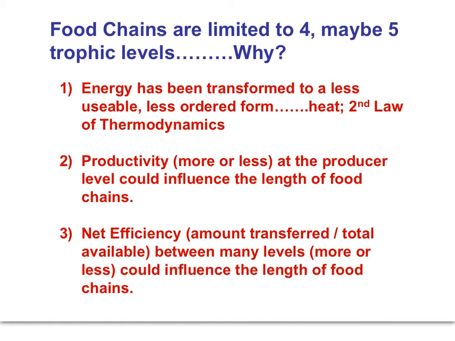As well, productivity, more or less, at the producer level could influence the length of food chains. In other words, if there's a lot of productivity, as would be found in a tropical rainforest biome, possibly the length of the food chains could be longer. Thirdly, the efficiency values between levels could influence the length of food chains. In other words, if the efficiency is high from one trophic level to another, then possibly the length of the food chain could be longer.